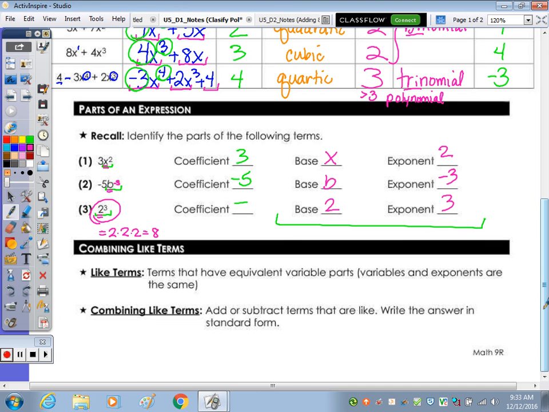So before we do that on the back, looking at the vocab, like terms are terms that have equivalent variable parts. Variables and exponents are the same. So let's underline that. Combining like terms means to add or subtract the terms that are like, as it says, combining like terms. Write the answer in standard form, and we keep, okay, so let's make note, we keep the variables and exponents the same.